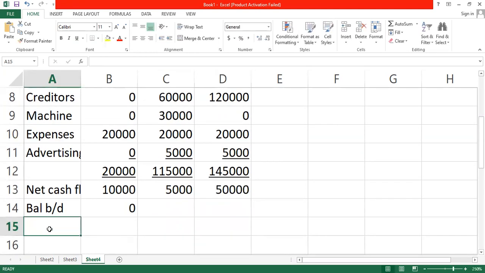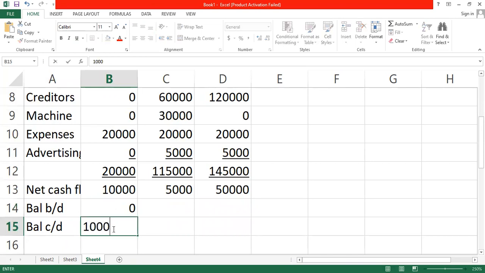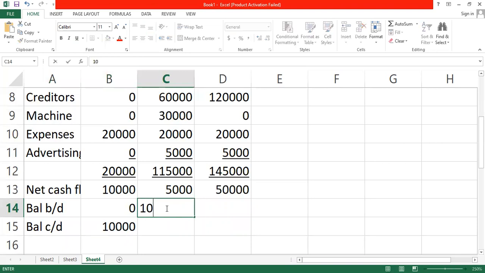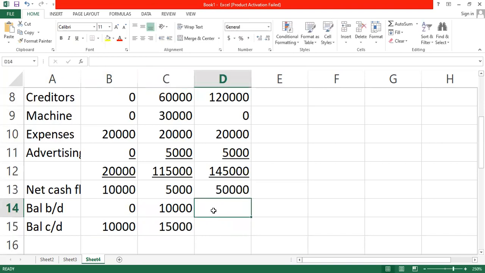So what will be the closing balance for July? It is 10,000. And this will become opening balance for which month? August. So closing balance for August will be 15,000. And this will become opening for September. And so this September will be 65,000.